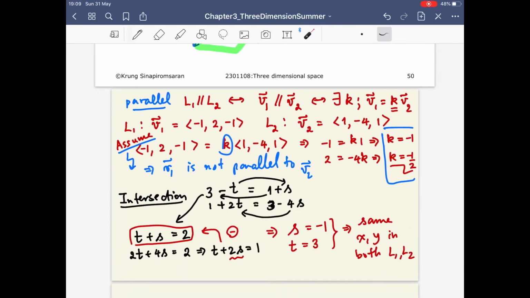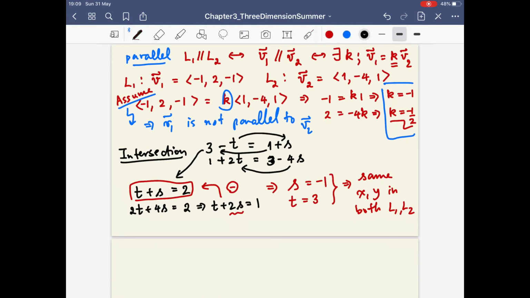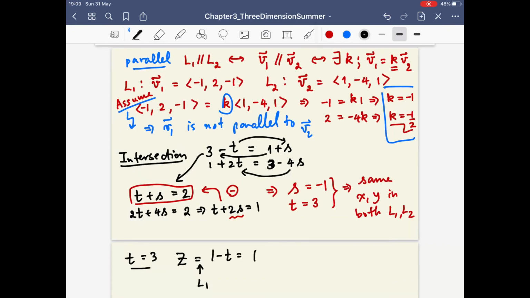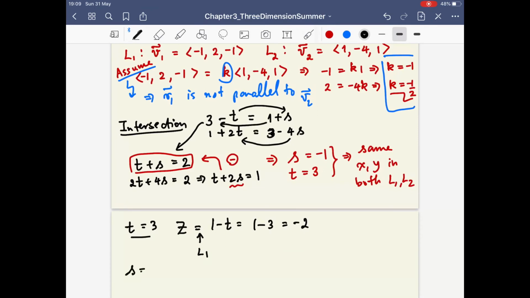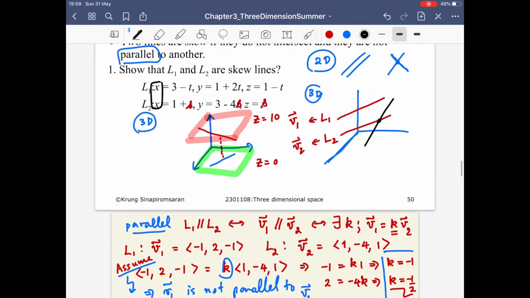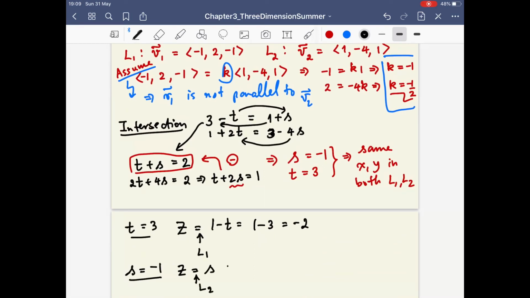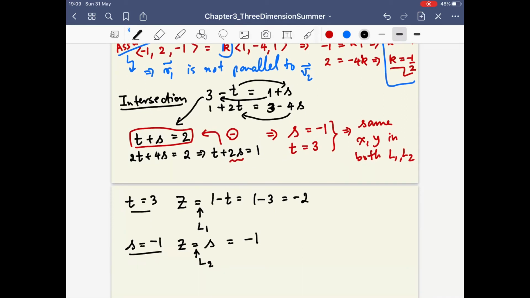So we are going to check, if your t is 3, your z on the first line L1, so let us go back a little bit. Your L1 has z equal to 1 minus t, which is 1 minus 3, so your z is negative 2, and your s is negative 1. For the second straight line, your z is simply the s. So here for your second line, your z is negative 1. So from the first two equations you got the same x and y, but by these two parameters you got a different z. So what does this mean? It means that your intersection can never occur. So your L1 and L2 are not intersecting each other.